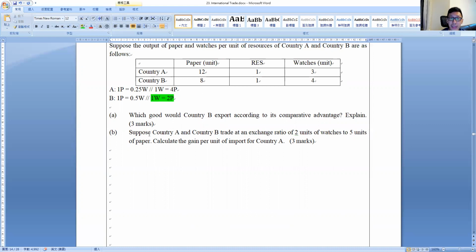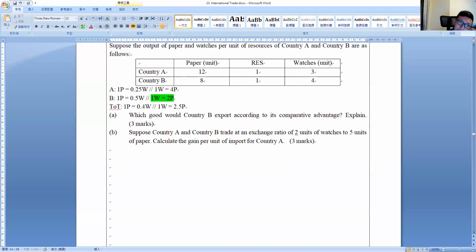Now, for question B here, suppose country A and country B trade at an exchange ratio of 2 watch. So the terms of trade would be 2 watch equals 5 paper, meaning that 1 watch equals 2.5P, or the other way around, 1P equals 0.4 watch. Okay, either way will do.